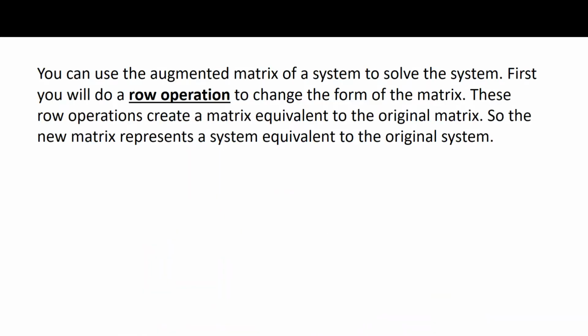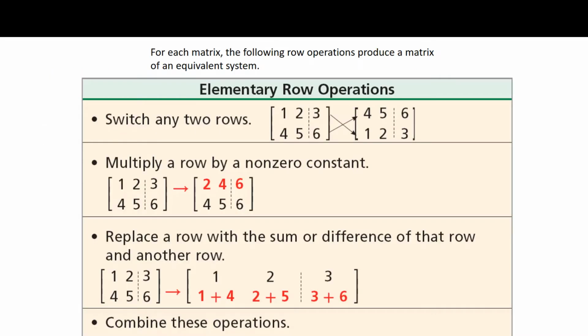You can use the augmented matrix of a system to solve the system. First, you will do a row operation to change the form of the matrix. These row operations create a matrix equivalent to the original matrix, so the new matrix represents a system equivalent to the original system. For each matrix, the following row operations produce a matrix of an equivalent system.